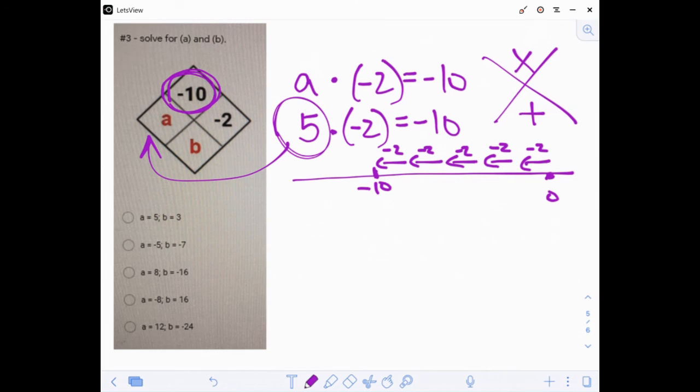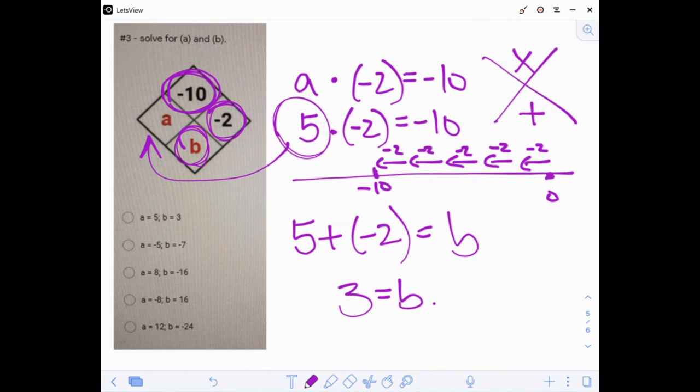Now let's look at B. Can we figure out what B is? Yeah, because we add to get the letter B. So we know that A is 5, and we know the right side is -2. 5 plus -2, that's going to equal B. We add to get that bottom triangle, or a diamond, I guess. 5 plus -2 is 3. So B has got to equal 3. So we know A is 5 and B is 3.